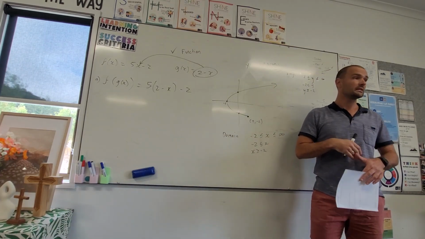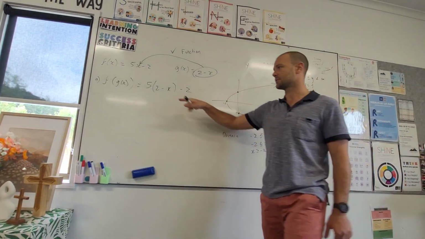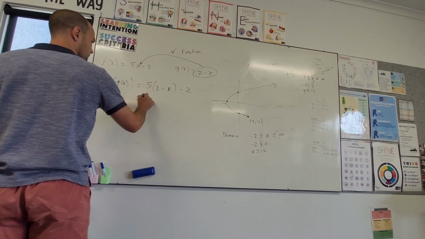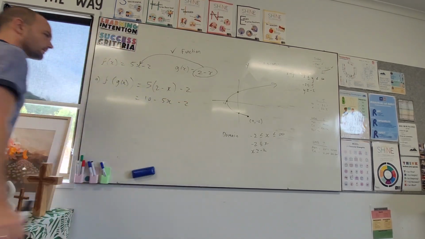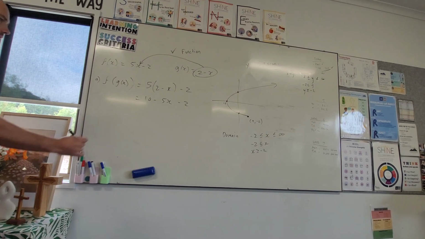Then all we'll do is expand and collect our like terms. So the 5 here will distribute, we'll have 10 take 5x, that -2 is hanging out, and 10 take away 2 is 8.